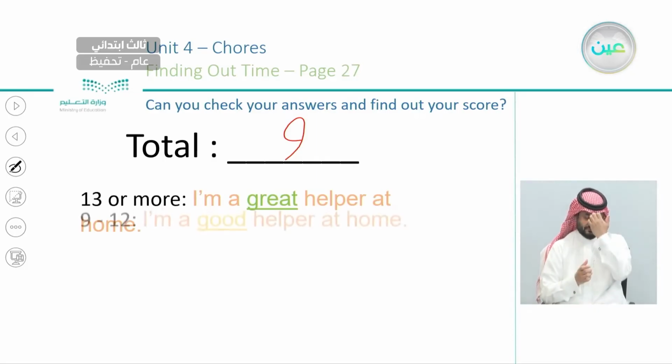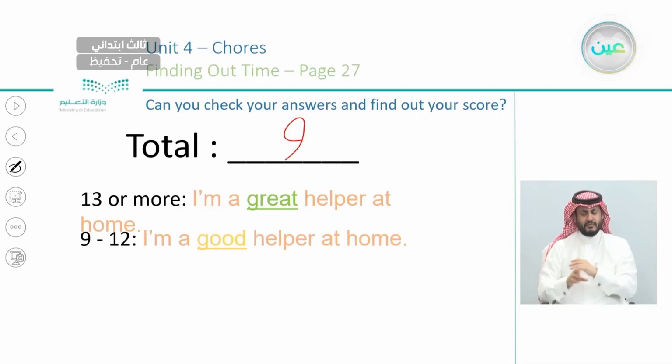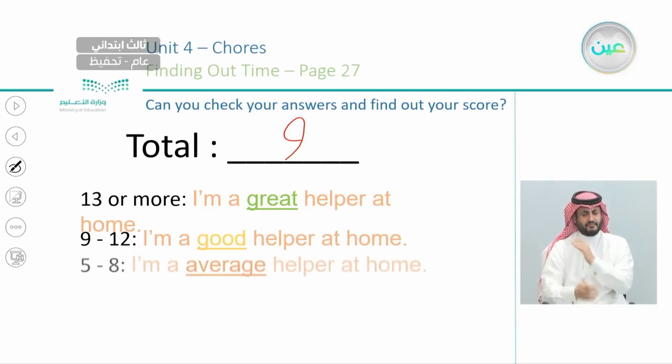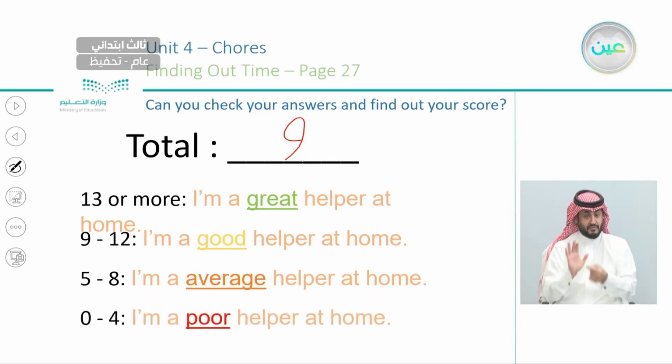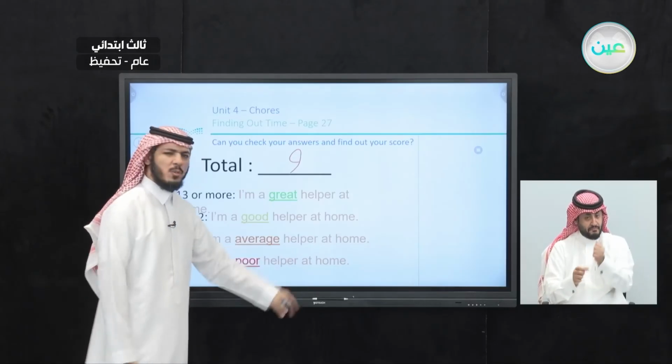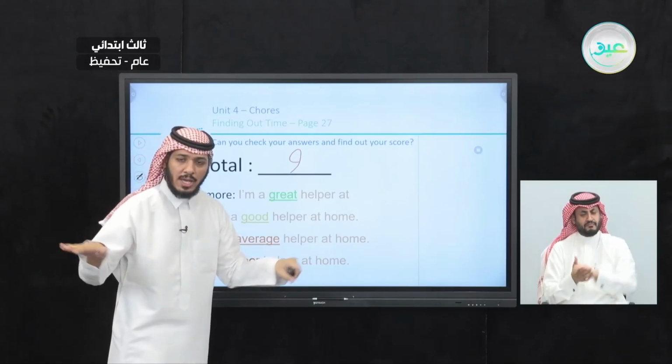9 to 12, I'm a good helper at home. If you have 5 to 8, I'm an average helper at home. But if you have 0 to 4, I'm a poor helper at home. You don't help at all at home.